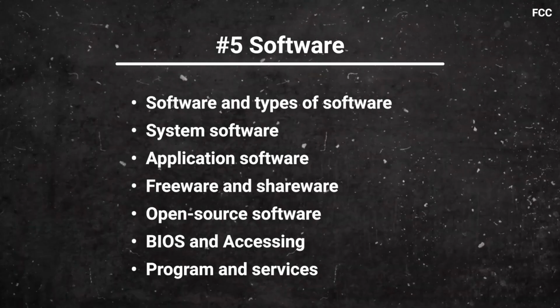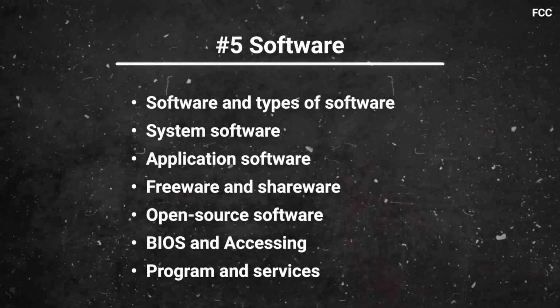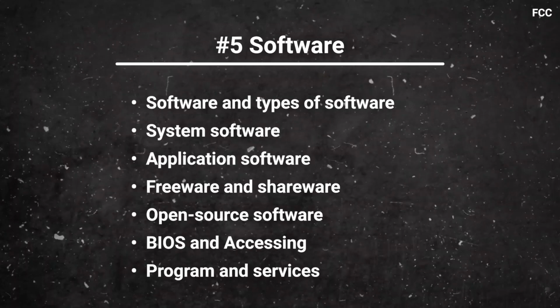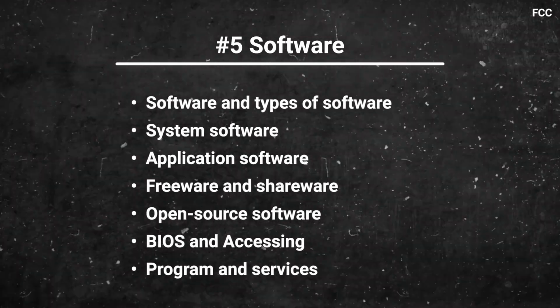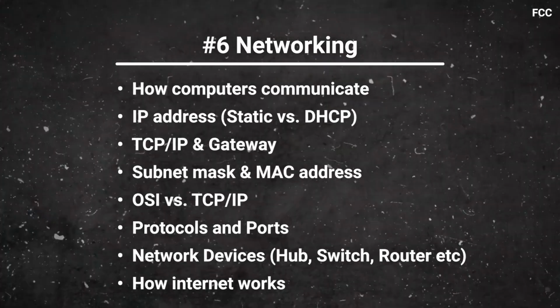Section 5, Software Overview. We look at types of software: system software, application software, freeware, open source, BIOS, and different programs and services.